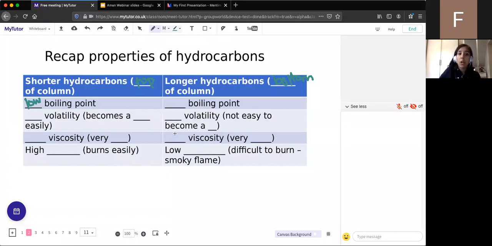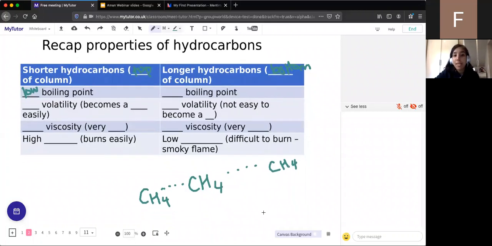So between hydrocarbons, if we think about, for example, methane, which is CH4, remember there are covalent bonds in methane. So the carbon is covalently bonded to 4 hydrogens. But it's not the covalent bonds that we break when we boil methane. What we break are the intermolecular forces between molecules of methane. And it's these forces that are weak. Because methane is quite a short molecule, there are not many intermolecular forces, and that means there's less energy required to overcome those forces. And that's why methane and all the shorter hydrocarbons have a low boiling point.